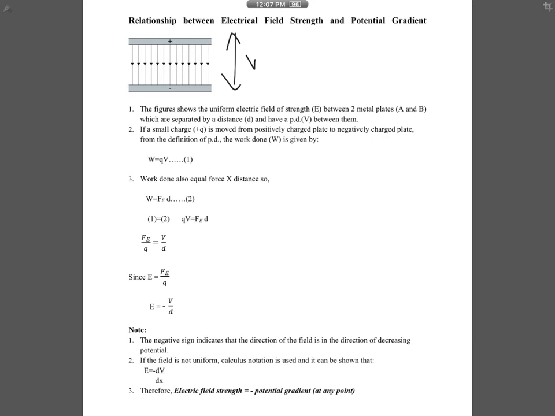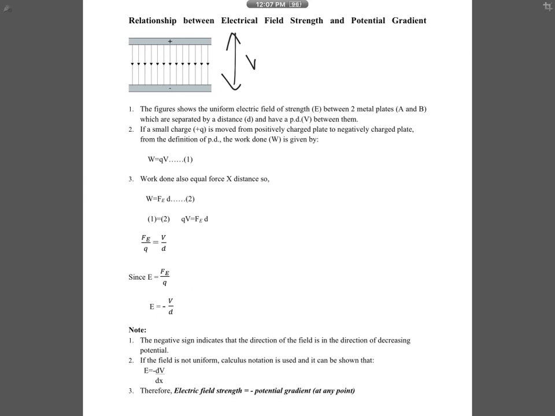Why? Because field strength is a vector, so it has a direction. Remember, the direction of field strength follows the direction of the force acting on the positive test charge. In other words, if I were to put a positive charge, it will move downwards in the direction of the field. But it also means that this is positive, higher potential, and this is lower potential, negative. So the field strength, which is pointing downwards, is pointing in the direction of decreasing potential. Therefore, the field strength being negative means it's pointing in the direction of decreasing potential.